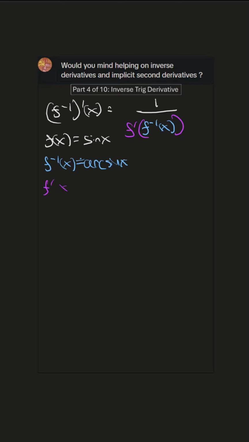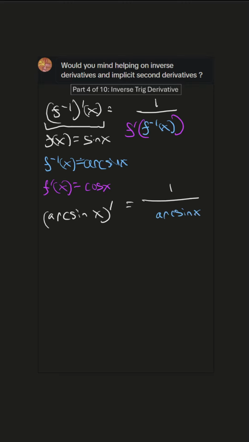And the derivative of sine of x is cosine of x. So we plug that into our formula. We say arcsin of x prime, that's just this piece here, equals 1 over, plugging stuff in, cosine of arcsin of x. That's pretty much a successful use of the formula, but now we can do some trig.